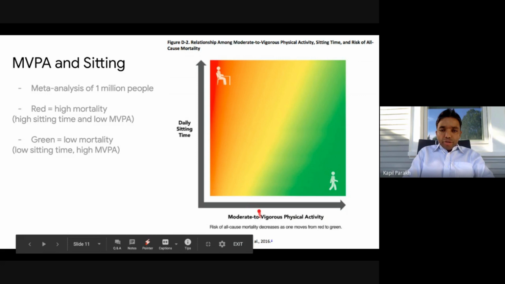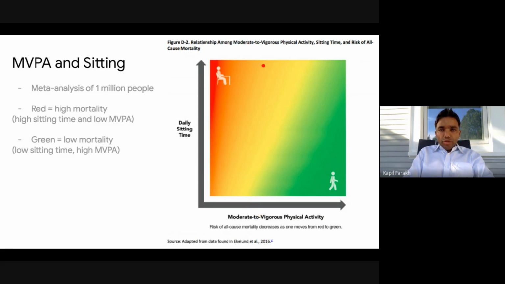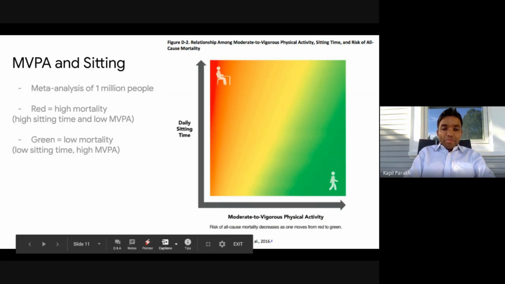As your moderate to vigorous physical activity increases, your mortality rate gets lower, but really to get the most benefit, you should reduce your total daily sitting time as well as increase your moderate to vigorous physical activity, and hence the dual recommendation of reducing sitting time and achieving that minimum of 150 minutes a week of moderate to vigorous physical activity. This data comes from a meta-analysis of other studies, and so taken together, this meta-analysis included about 1 million people, which is a pretty large sample.